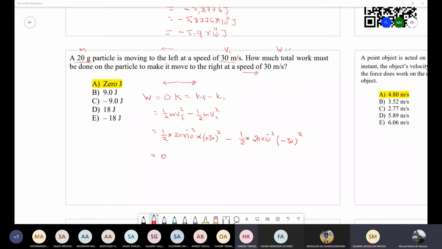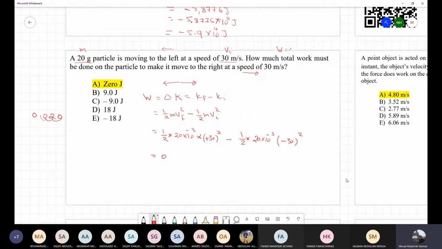Abdulrahman said we can convert 20 grams to 0.02. Okay, simply if you just move this point here, I move it in this direction. I usually use times 10 to the minus 3, which means you divide it by 1000.